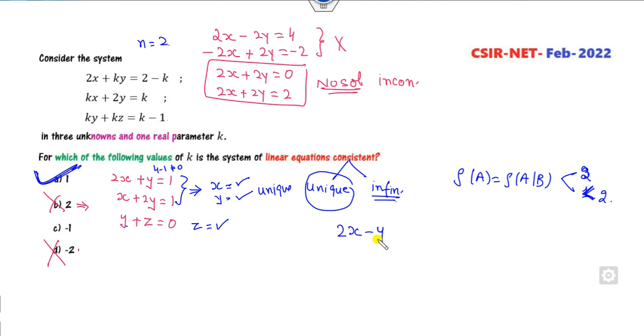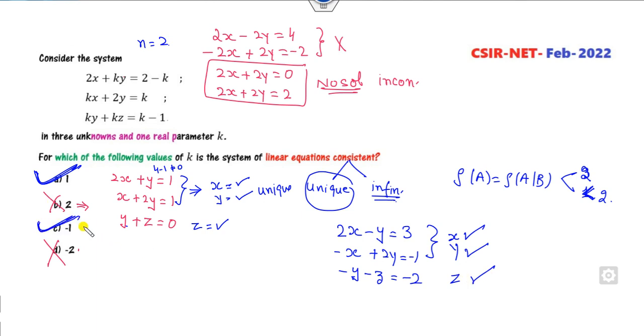Check about minus 1. So 2x minus y is equal to 3, minus x plus 2y is equal to minus 1, minus y minus z is equal to minus 2. Again, the determinant is 4 minus 1, 3. You will get a unique x, unique y. Once you get a unique y, you will get a unique z. So this is also the correct option.